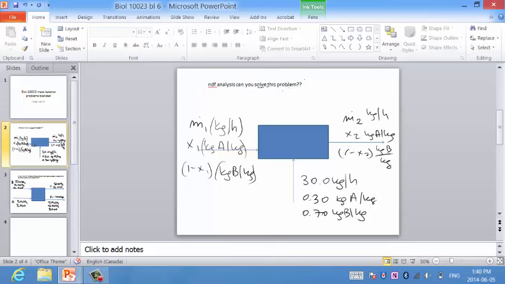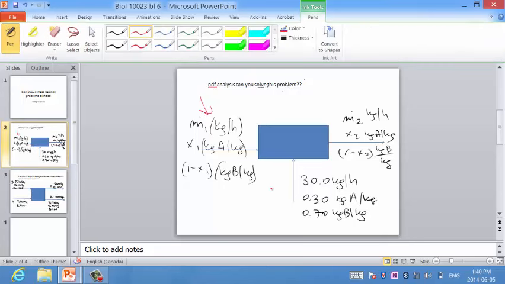In this example, we have a simple process flow diagram with two input streams going into the process. This is the first one, this is the second input, and this is the output stream. The mass flow rate of the material M1 going into the process has composition of X1 kilograms of A per kilogram, and 1 minus X1 kilograms of B per kilogram.